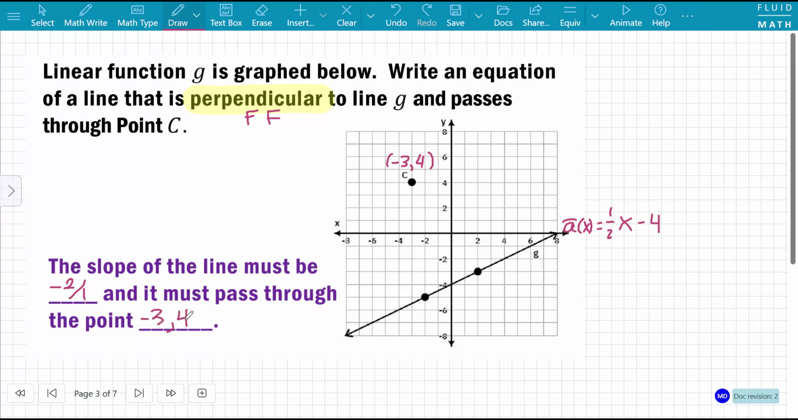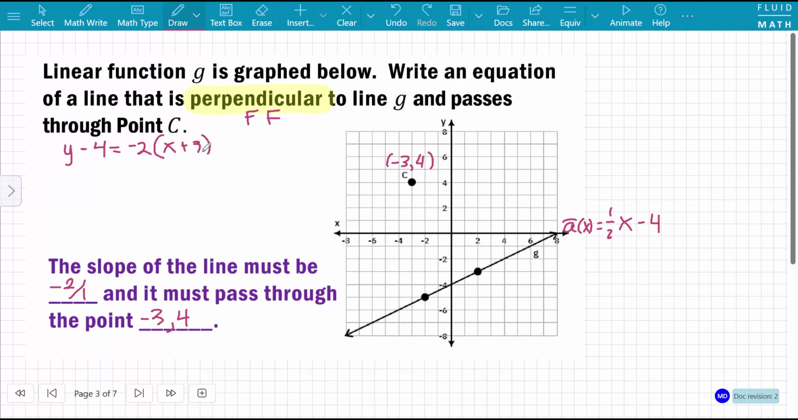So I'm going to do the same thing I did before. I'm going to write that in point slope form, and we've been practicing that. So actually, why don't you write that in point slope for me real quick? Okay, so I'm going to write this. Hopefully I'm doing it right. Y minus 4 equals -2 times x plus 3.